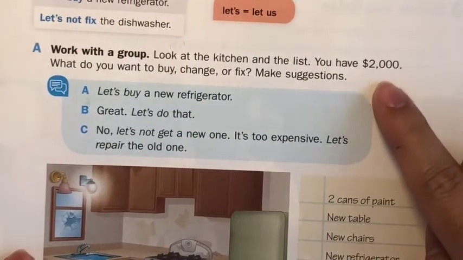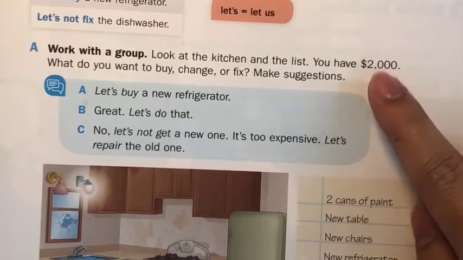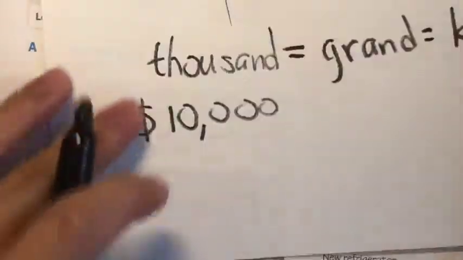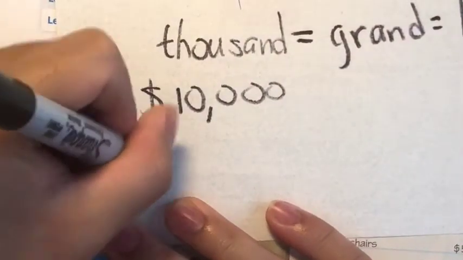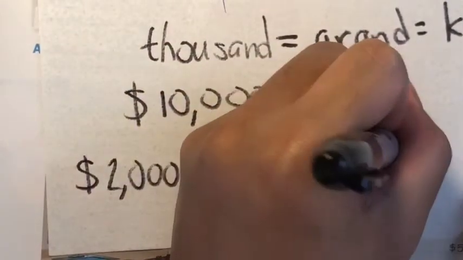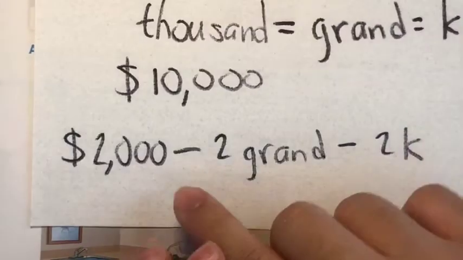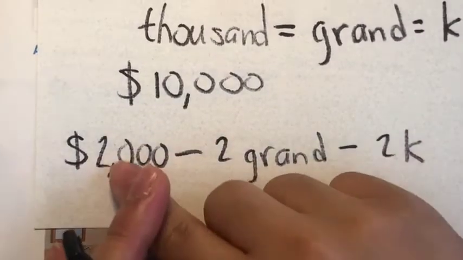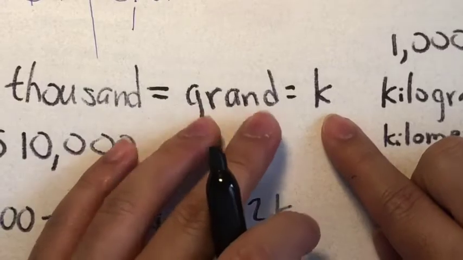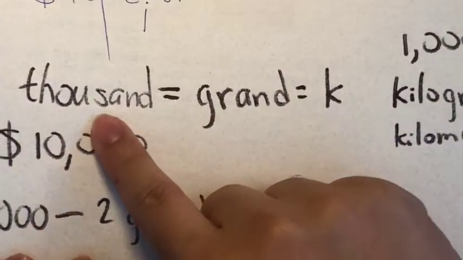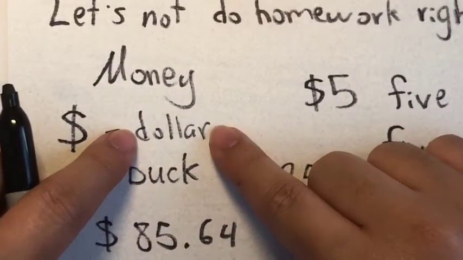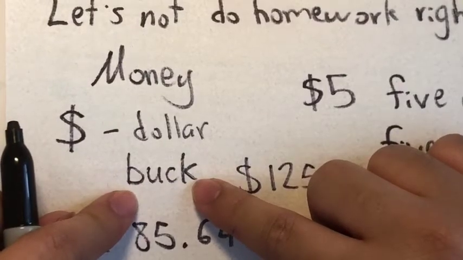So here we have $2,000 or 2,000 bucks or 2 grand. Another way we can say this is 2 grand or 2K. It means $2,000. When we use the word grand or the word K, it's a little less formal. This word is the formal way to say it. Same thing with dollars and bucks. The dollar is the formal way of saying it. The buck is the informal way of saying it.